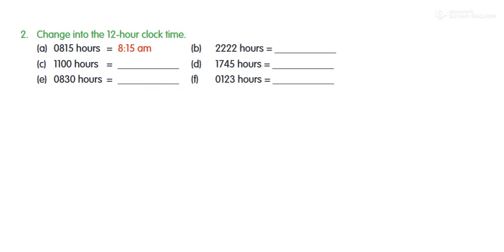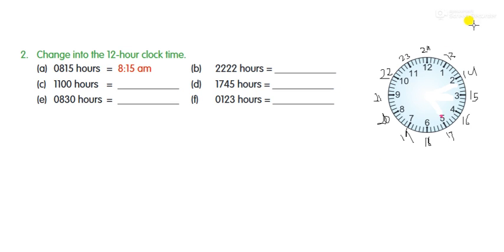Next, change into 12 hours clock time. Here the hours are given in the 24 hours clock, so we have to change them into 12 hours clock time. So the first one is 8:15 hours, so that is 8:15 am.